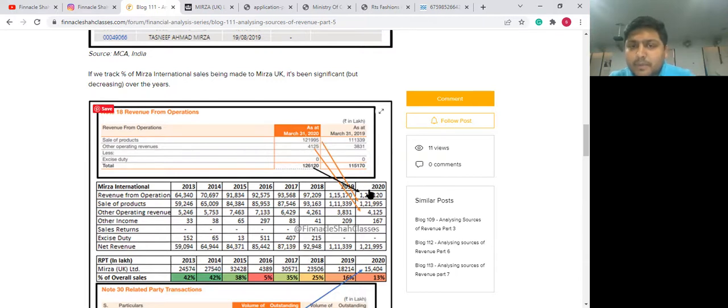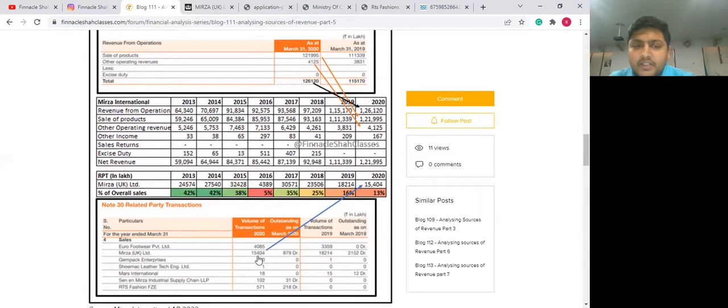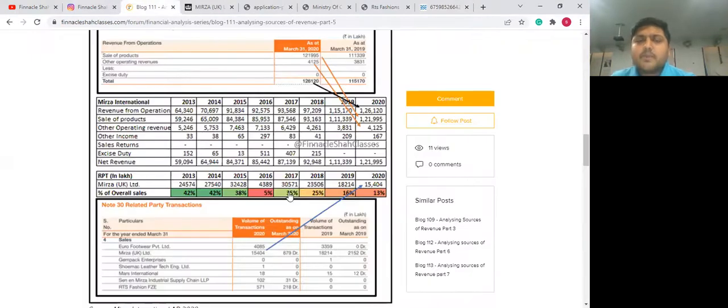So as you remember, 1260 odd crores, which we saw as revenue from operations, out of which 1220 odd crores, we saw these figures in the footnote of revenue from operations, and out of those 154 crores are actually generated from the Mirza UK. Precisely the screenshot from the annual report page 141 we are referring to right now. So as you can see, nearly 13% of overall sales are contributed through related party transactions with Mirza UK Limited.